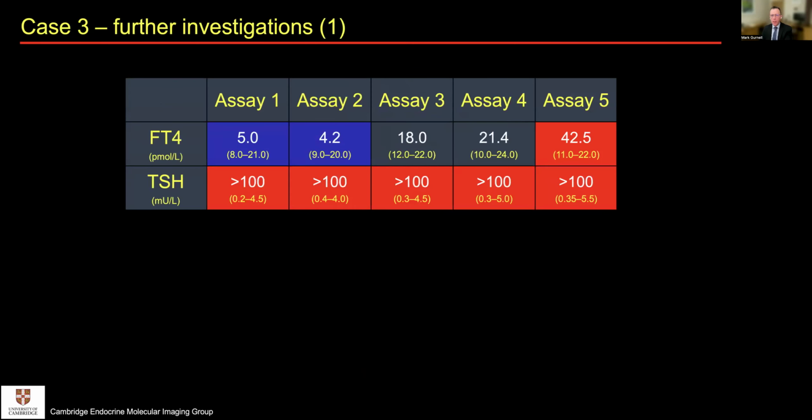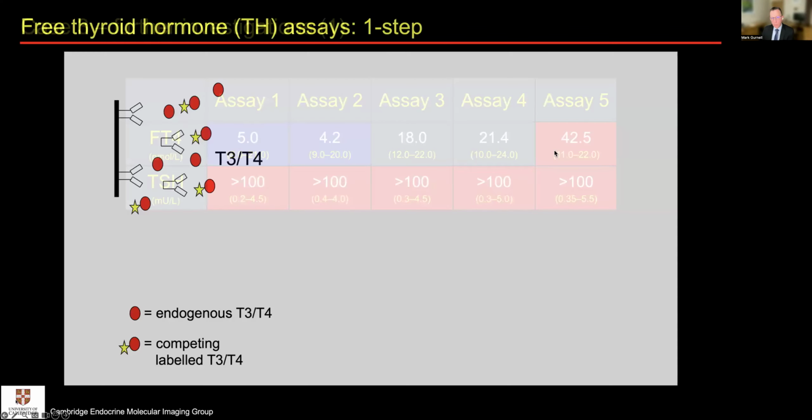But in actual fact, when this patient had a blood sample taken and sent to 5 different laboratories running 5 different assay platforms, you can see dramatically different results in the free T4 assays, but a very consistent elevation of the TSH, suggesting the patient really had genuine hypothyroidism. But in the free T4 assays, depending on where you sent the sample, the patient was either thyrotoxic, euthyroid, or hypothyroid. And clearly that cannot be true.